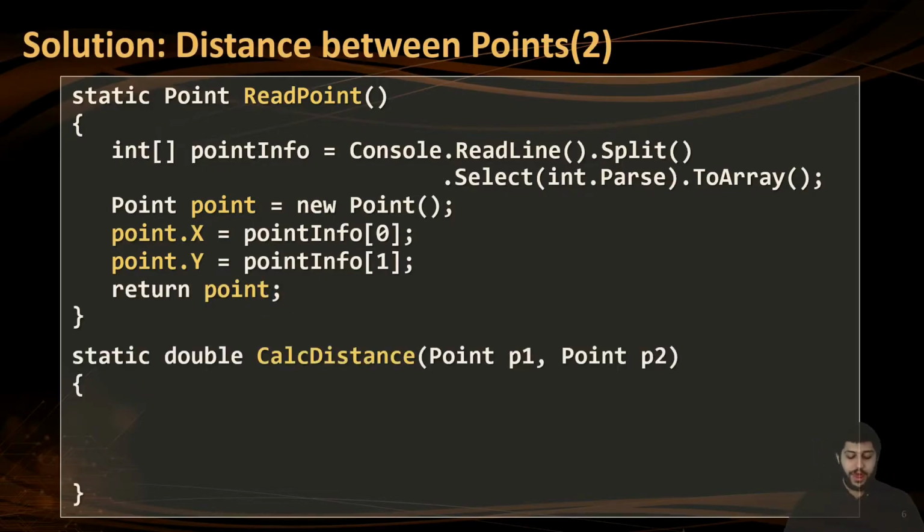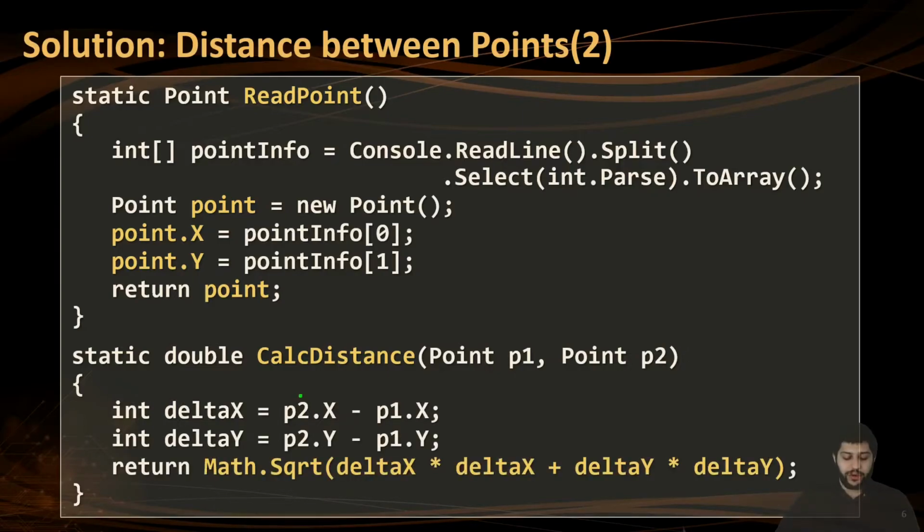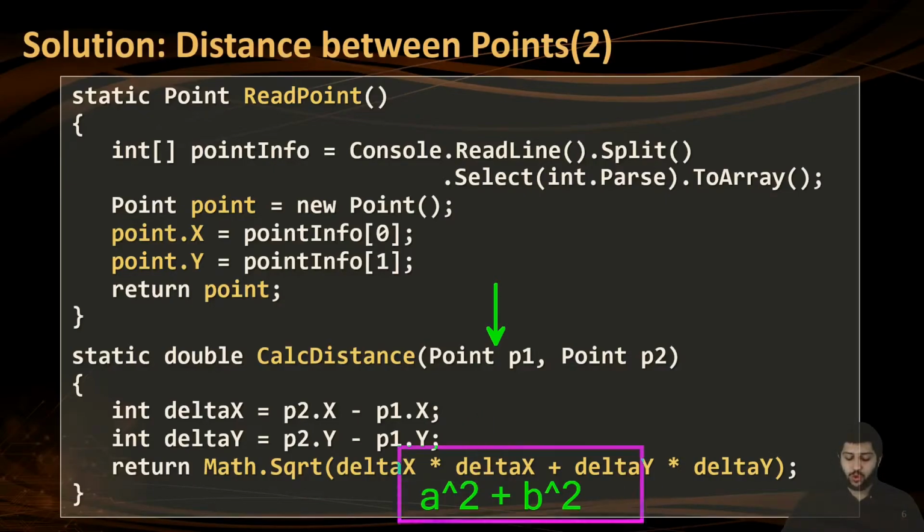And finally, we calculate the distance between 2 points, point 1 and point 2, using the delta x, which is the a side, the delta y, which is the b side, and finally, we say a squared plus b squared, which is delta x times delta x, or the difference between x coordinates squared, plus the difference between y coordinates squared, and it is the same as a squared plus b squared.